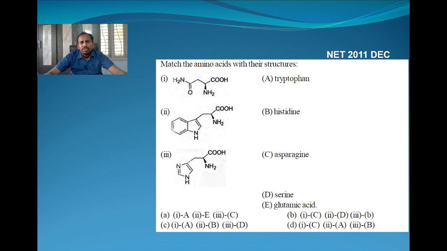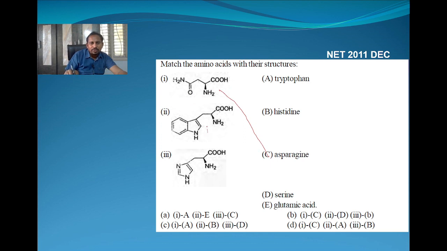Match the amino acid with their structure. Very, very easy. Listen, this is nothing but the structure of glycine. Then the structure with NH2CO, CH2CO, is glutamine. And this is the structure of asparagine.